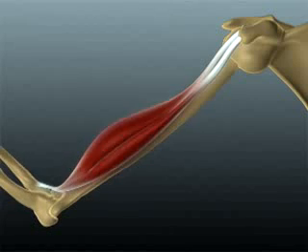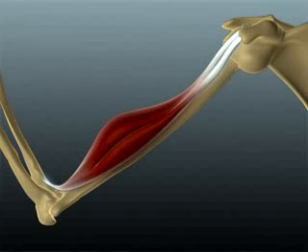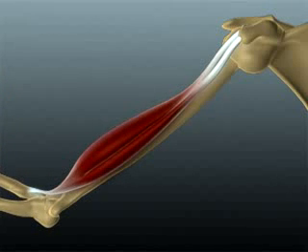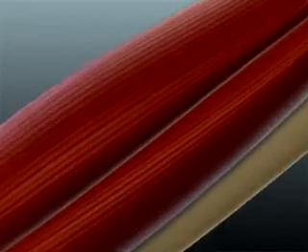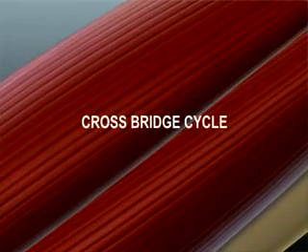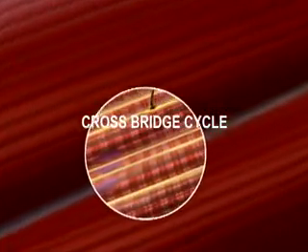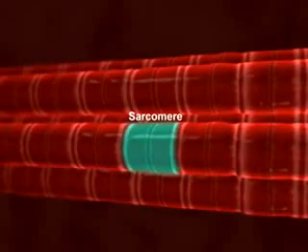The contraction of a skeletal muscle generates the force necessary to move the skeleton. A contraction is triggered by a series of molecular events known as the cross-bridge cycle. In a skeletal muscle fiber, the functional unit of contraction is called the sarcomere.